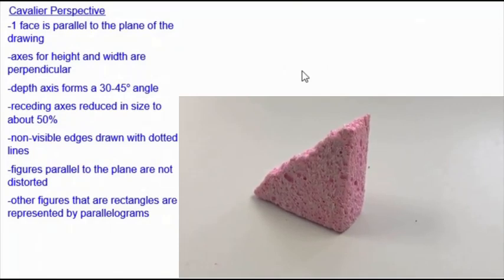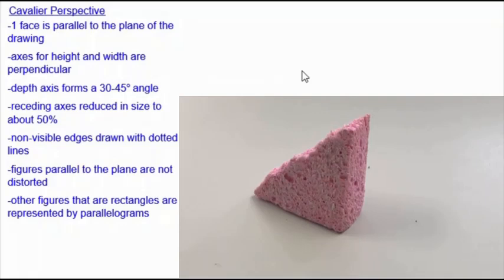Here we have an object which is a sponge that has been cut to form a triangular prism. There are 2 triangular shaped sides which are congruent, and there are 2 rectangular shaped sides which are also congruent, and a third rectangular shaped side which is a little longer than the others. I have this piece of sponge arranged in one of the possible views that we would use when drawing a Cavalier perspective. This one has the front face that's facing us being one of the triangles.